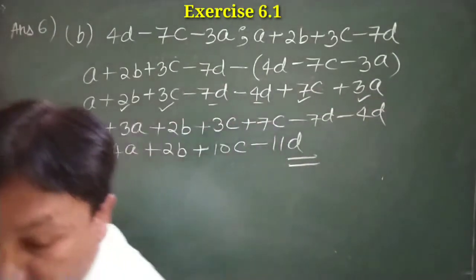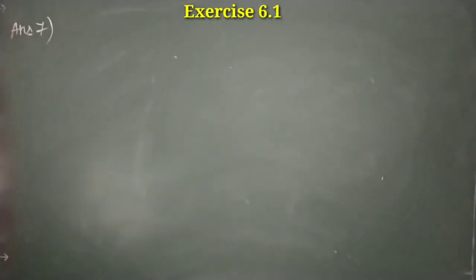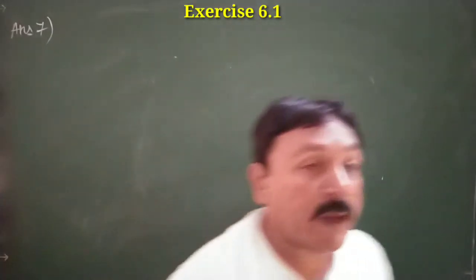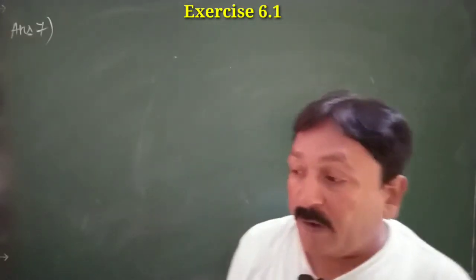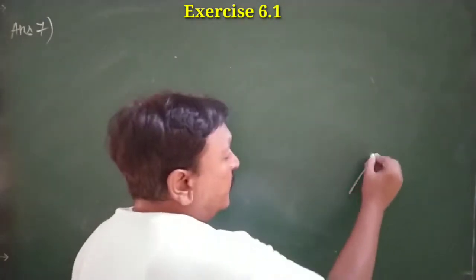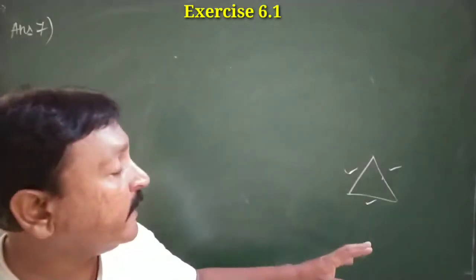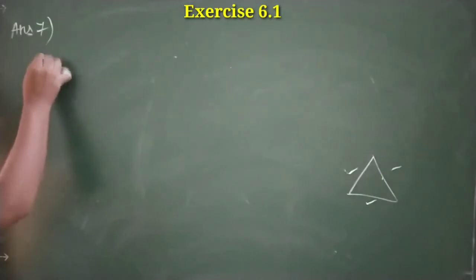Now read question number 7. Now see question 7 in your books. Find the perimeter of a triangle having sides. In question number 7 we have to find out the perimeter of a triangle, and we all know that when the three sides of a triangle are given, the method of finding the perimeter is the sum of all sides. So we will apply the same thing here.